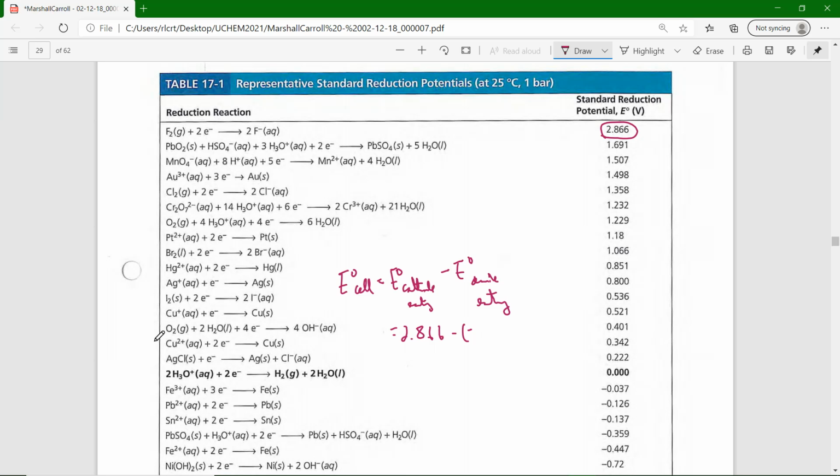3.040. Not cathode. Minus a minus is a plus, right? So 2.866 plus 3.040 is 5.906.